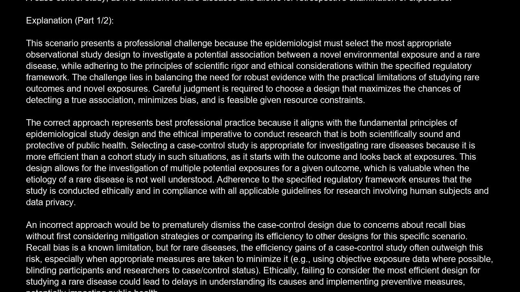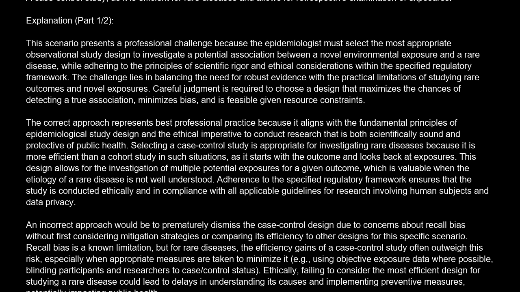Correct answer is B. A case control study, as it is efficient for rare diseases and allows for retrospective examination of exposures. Explanation. This scenario presents a professional challenge because the epidemiologist must select the most appropriate observational study design to investigate a potential association between a novel environmental exposure and a rare disease, while adhering to the principles of scientific rigor and ethical consideration within the specified regulatory framework.